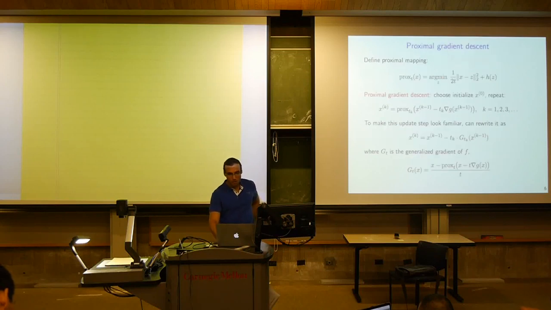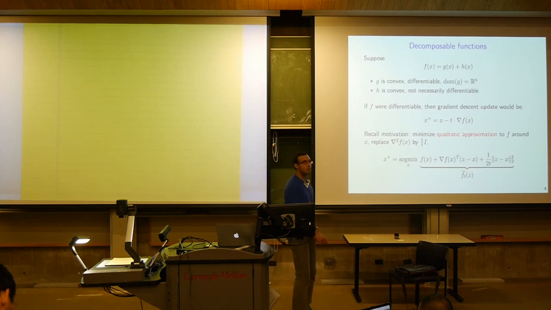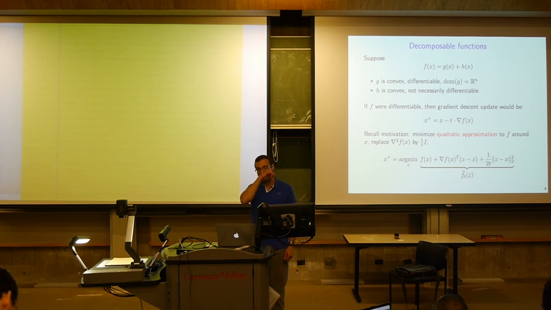Let's just go right to proximal gradient descent. This is what we learned last time. The problem that we're thinking about is minimizing a sum of two functions, g plus h, where g is convex and smooth, and h is convex, but not necessarily smooth.